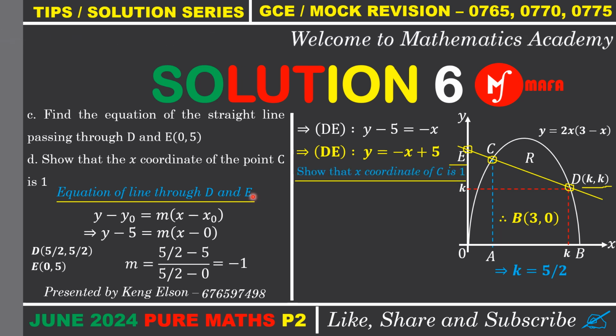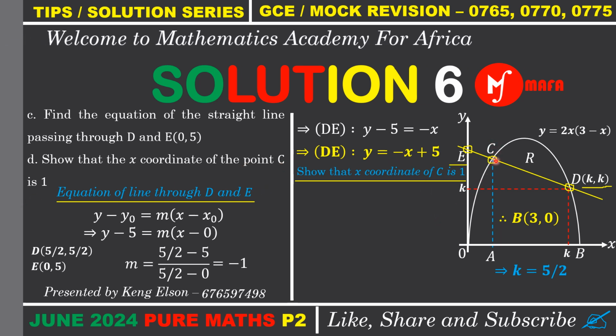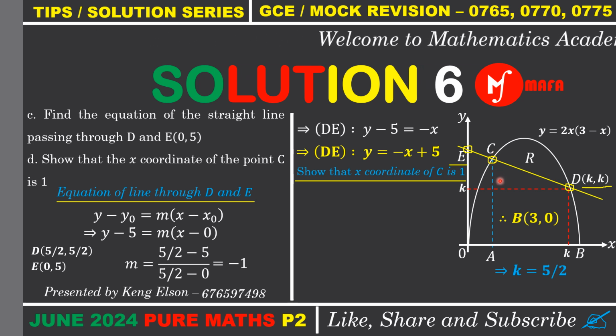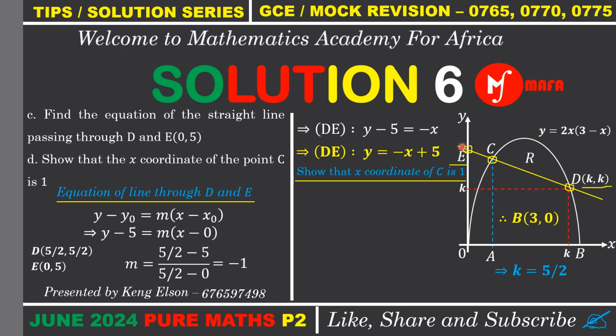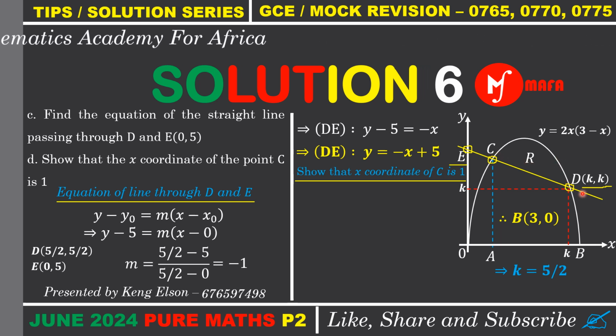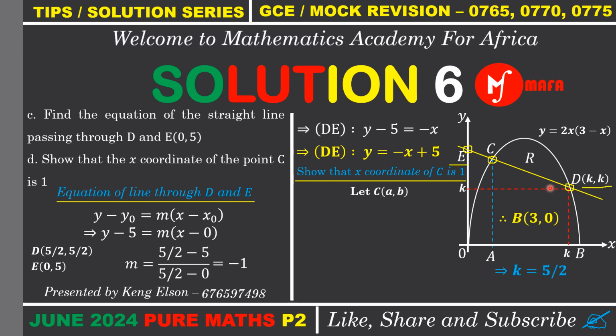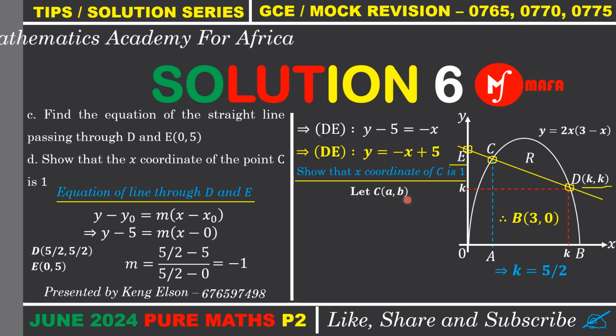Now question D says to show that the x coordinate of the point C is equal to 1. How do I show that? Now we analyze again. The point C belongs to two things: the first is the curve and the second is the line. We have the equation of the curve and we have the equation of the line, so we are going to have two simultaneous equations to solve. We are going to let the coordinates of the point C be (a, b). So the x coordinate is a and the y coordinate is b, small a and small b.